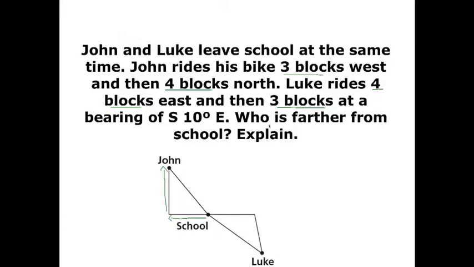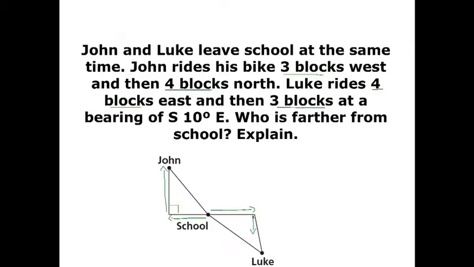Well, they both went 3 blocks and 4 blocks, but one of them is further from the school. And so here's what we do. We look at the fact that John went west and then north. West and north would form a 90-degree angle. So what I have to do then is compare that to what Luke did. Luke went east, but then he went 10 degrees east of south. So true south would have looked something like this. He would have headed in this direction. But what he's done is he's actually gone 10 degrees east of that. So he's moved a little bit more to the right than going directly down heading south.